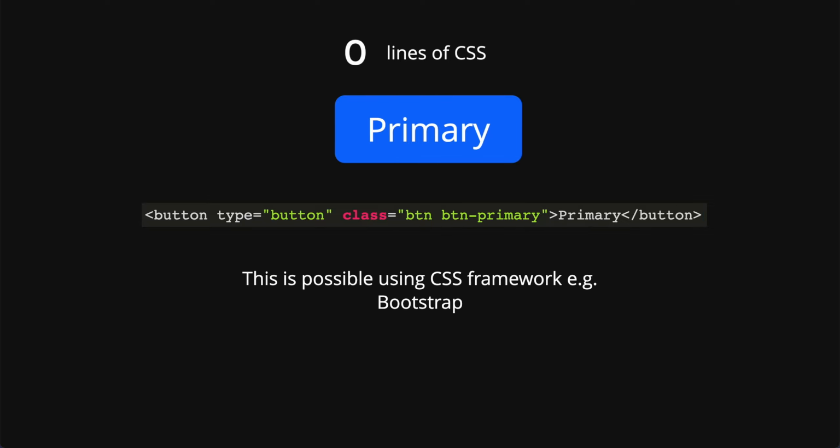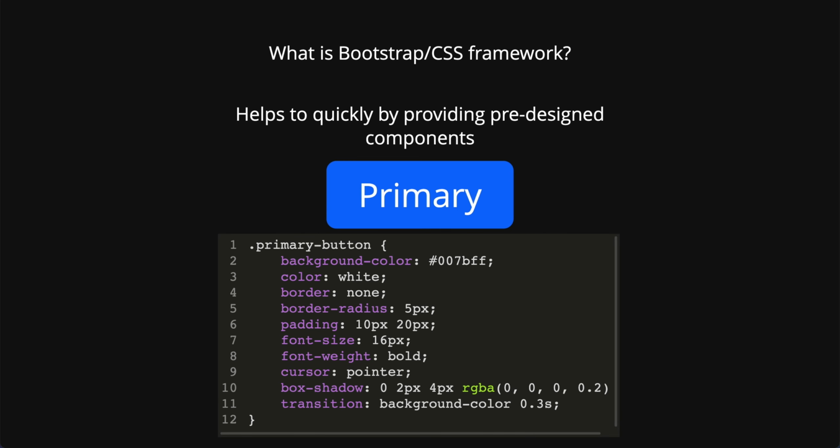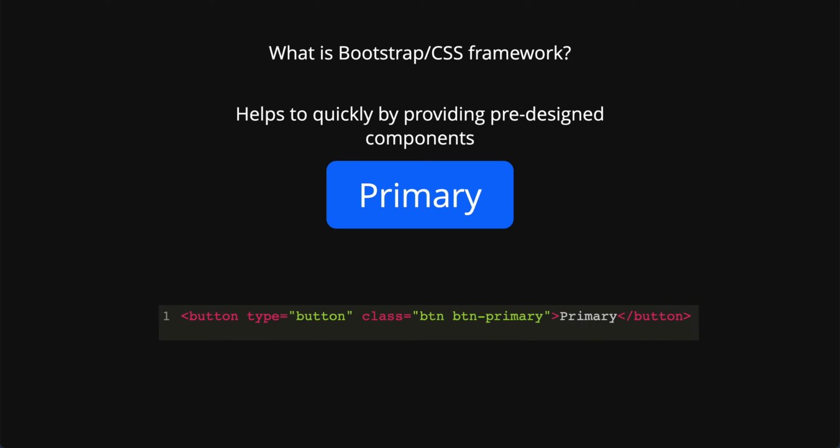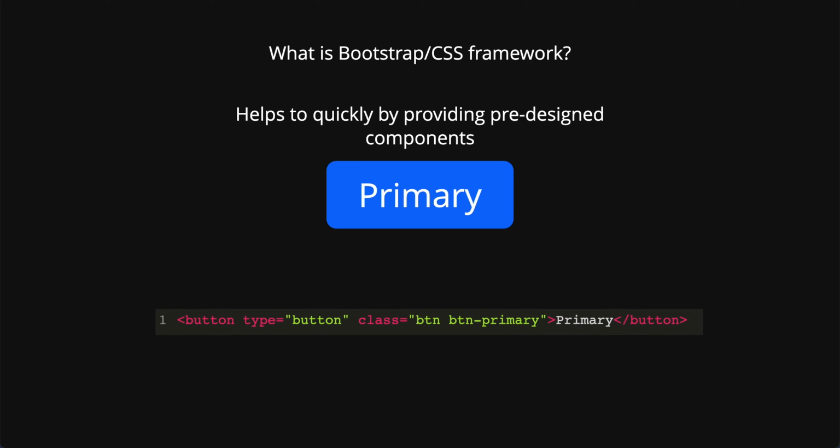So this is possible using this thing called a CSS framework, and in this example, it is Bootstrap. So what is this Bootstrap or CSS framework? Well, basically what they are is essentially helping you to quickly provide pre-designed or pre-written components or web elements. So in this example, if I were to create a primary button with CSS, it will look something like this, which is quite a lot. But if I were to just use a CSS framework, as you probably know, I will only use HTML.